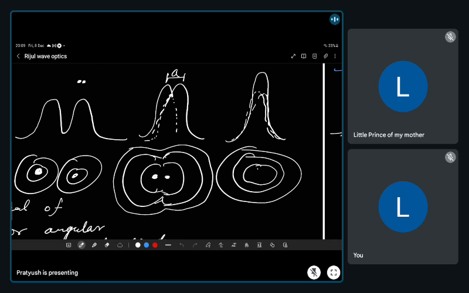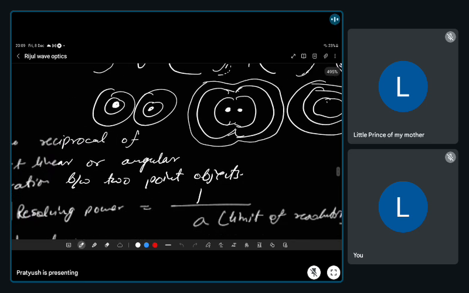And why is this happening? Because the distance between the two objects is very, very small as compared to the distance at which we are situated. Because of that, the two points will appear to be one. And if we go farther, what will happen? The two rays of light will completely overlap each other, and we will see only a single point.